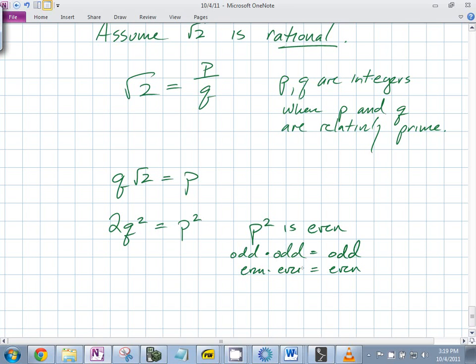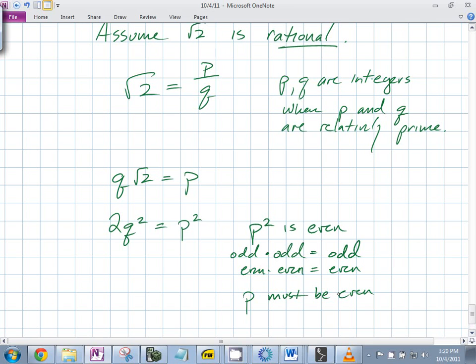So if p squared is even, what does p have to be? Odd times an odd is an odd. Even times an even is an even. p squared is p times p. So therefore p must be what? Is everybody okay so far? p must be even. Are we okay with that? Are we good so far? Haven't gone to the punchline yet.